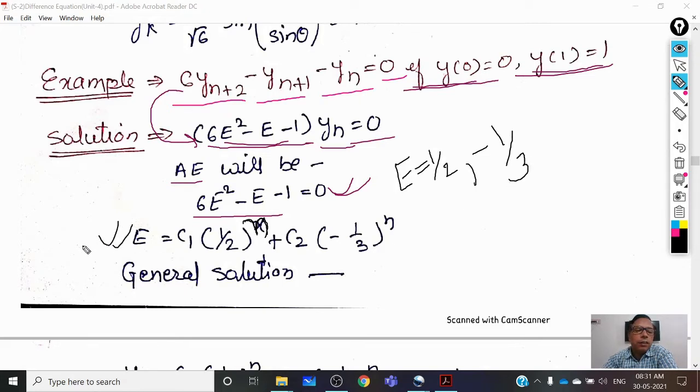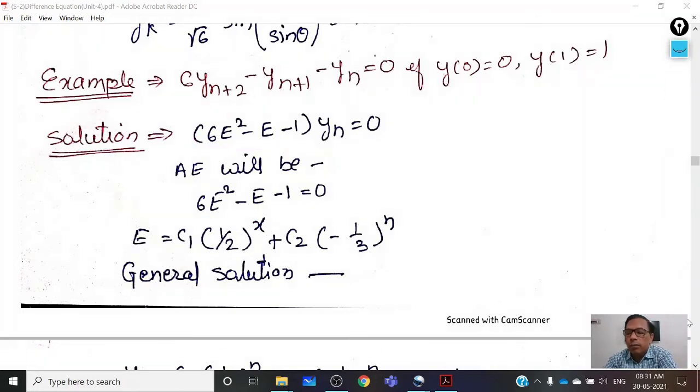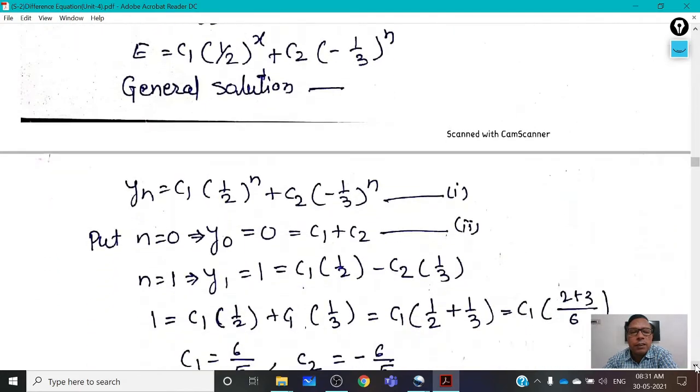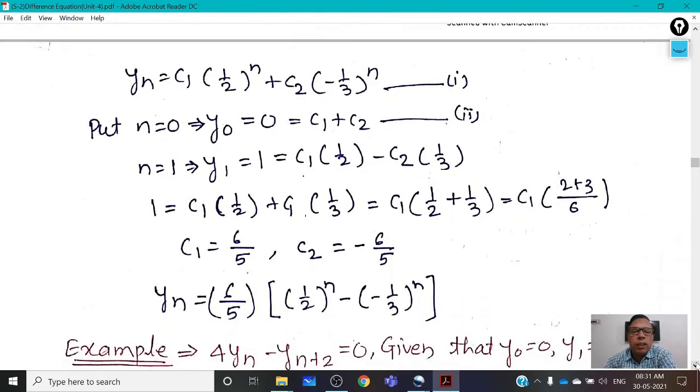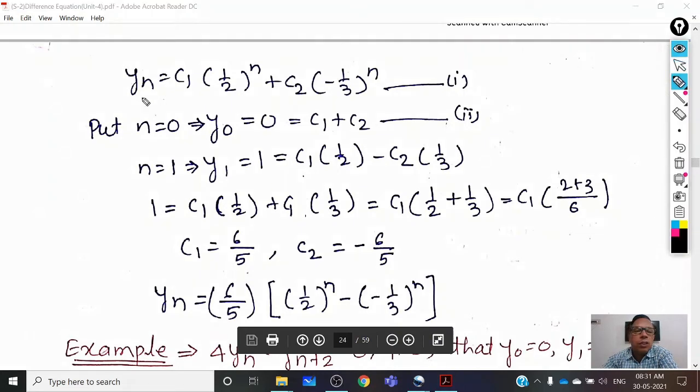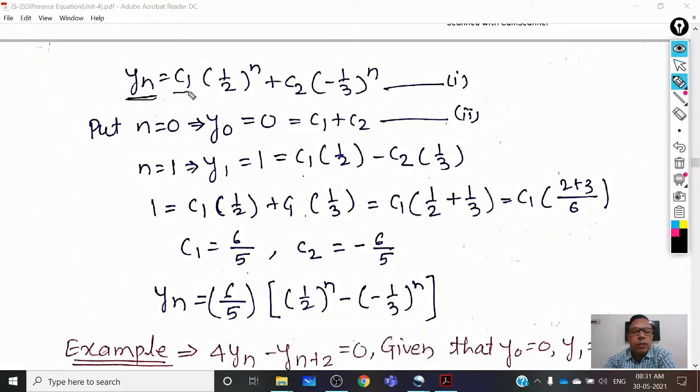So CF is C1 into 1 upon 2 power n plus C2 into minus 1 upon 3 power n. So the general solution is given by y equal to CF plus PI. Here PI equal to 0, since the right hand side is 0. So the general solution y_n equal to C1 into 1 upon 2 power n plus C2 into minus 1 upon 3 power n. Equation number 1.